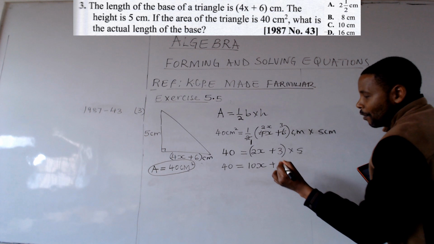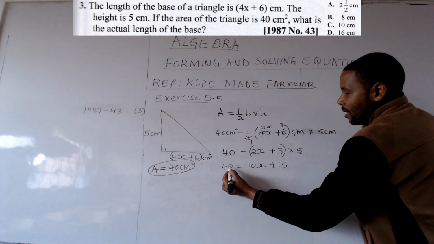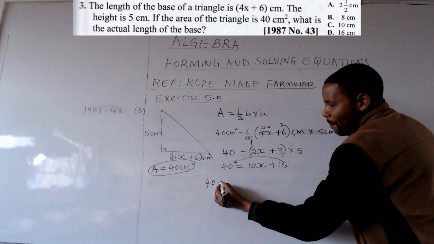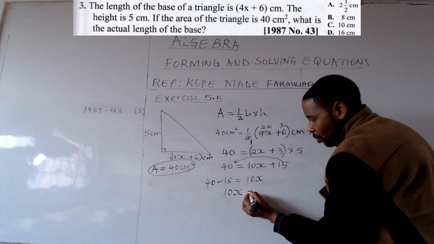The next thing is to bring the like terms together. And the like terms are this and this one. So, I take 15 to this side, and I am left with 10x here. When it is a plus, when it crosses the equal sign, it becomes a minus. So I will have 40 minus 15 equals 10x. Or you can write and start with 10x equals 40 minus 15. It is the same thing, but it looks easier to read this way.